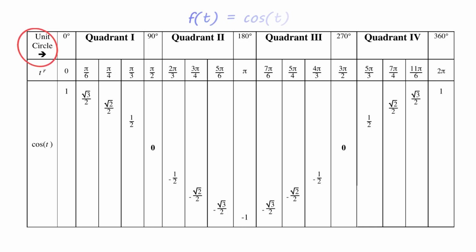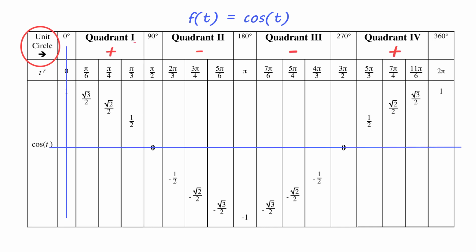And here is the same type of chart, but this time for f of t equals cosine of t. Again, everything's coming from the unit circle. The quadrant values, where cosine is positive in quadrants 1 and 4, negative in quadrants 2 and 3. And you can see how we have all the cosine values and just connect them. And this is the basic graph of the cosine function.